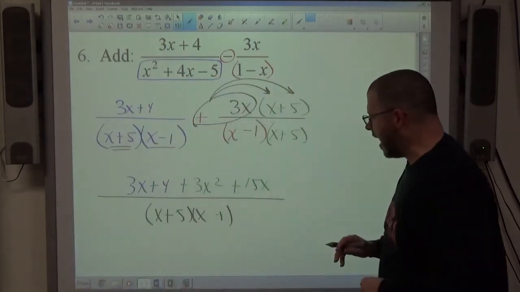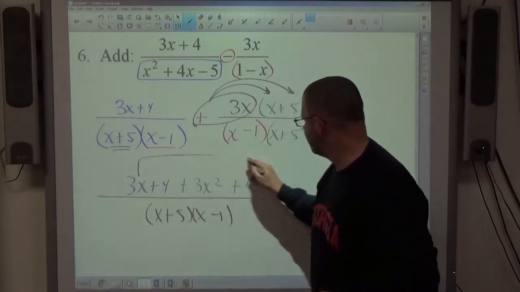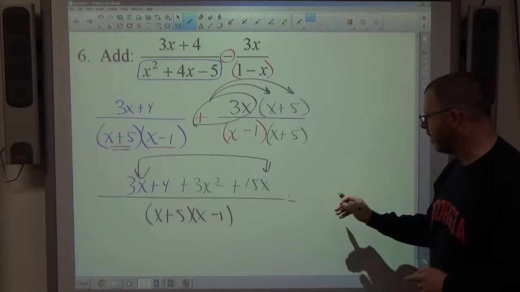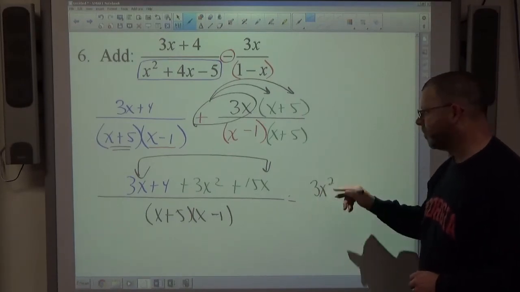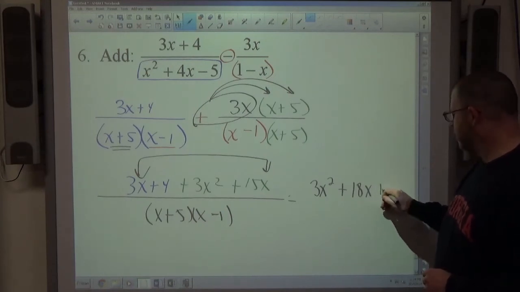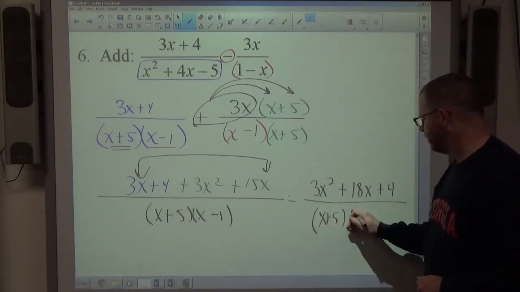Final step then is to add like terms on top, if at all possible. And obviously 3x and 15x are like terms. I like descending order. I don't require it on this problem, but I'm going to put 3x squared first. 3x and 15x both positive make 18x. And then plus 4 all over x plus 5 times x minus 1.